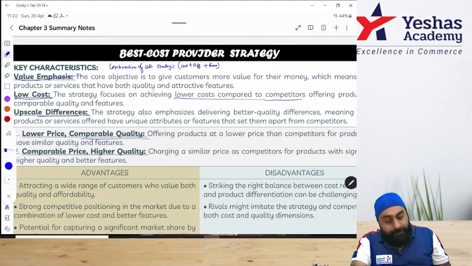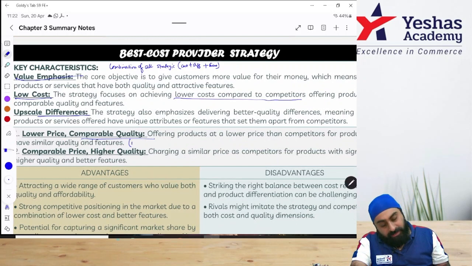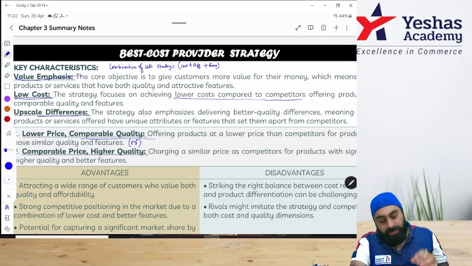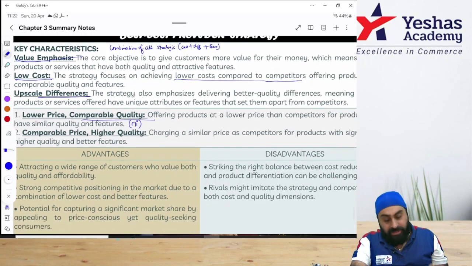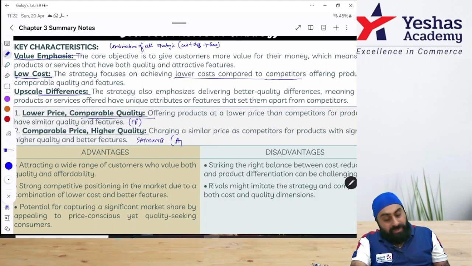Lower price, comparable quality. You're reducing the price. Let's say, beautiful example would be Xiaomi Mi. Mi has reduced the price, but it is giving you comparable quality of products, which makes a lot of difference. Comparable price, but higher quality. If we talk about that, I would say Samsung does that. Samsung, in a comparable price to Apple, provides a far better product than what Apple does.